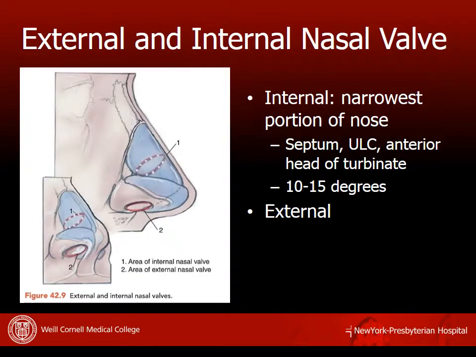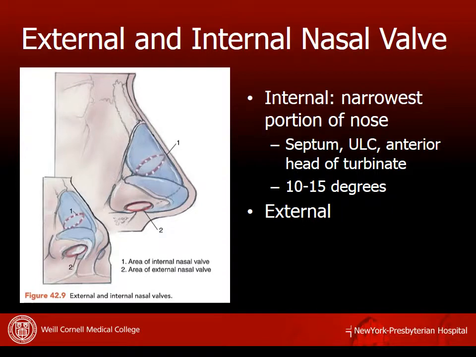So the internal nasal valve is defined as the narrowest portion of the nose. You're looking at the angle of the septum, the upper lateral cartilage, and the anterior head of the turbinate, of the inferior turbinate. A normal nasal valve angle in a Caucasian nose is 10 to 15 degrees. In an African American nose or in an Asian nose, it's going to be wider than 10 to 15 degrees.